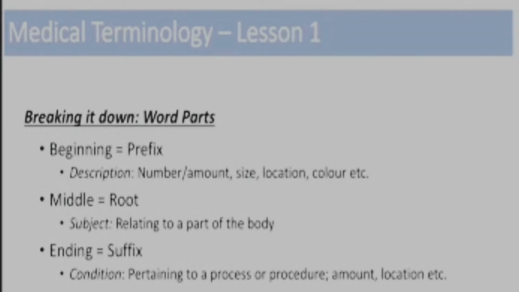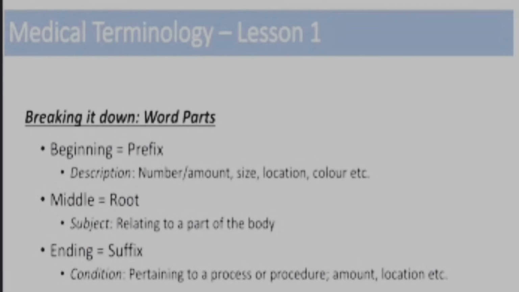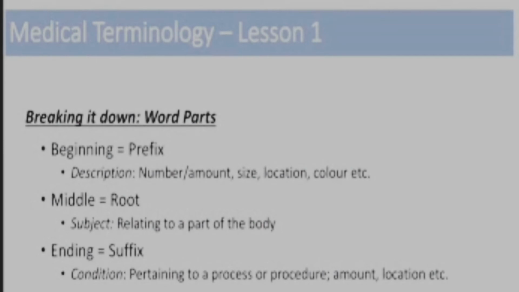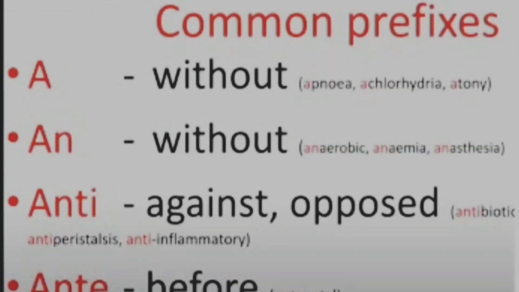Then we have the middle part that's called the root. Most of these middle parts, roots, are actually vowels, and O remains the most dominant vowel that relates to a part of the body. And then we have the endings called suffixes. Usually suffixes tell us about a condition. It could be related to a process, a procedure. It could be surgical, like ectomy, removal. It could also tell us about the amount or probably location.